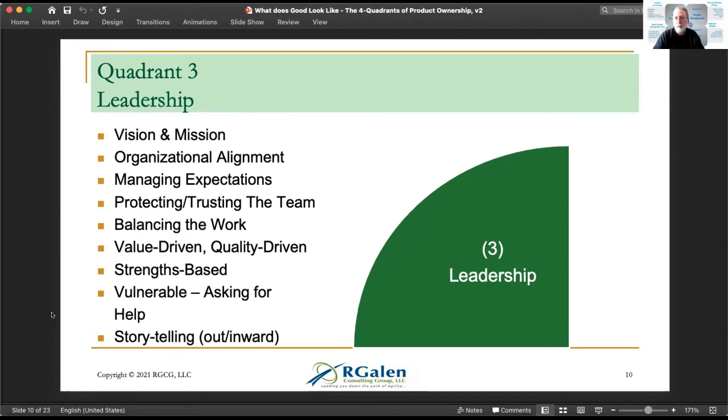Organizational alignment. Are you aligning up and down from a product point of view? Are you aligned with your product owner colleagues in your organization? Are you aligning with technical leadership? Are your priorities aligned? Have you socialized them across the organization?